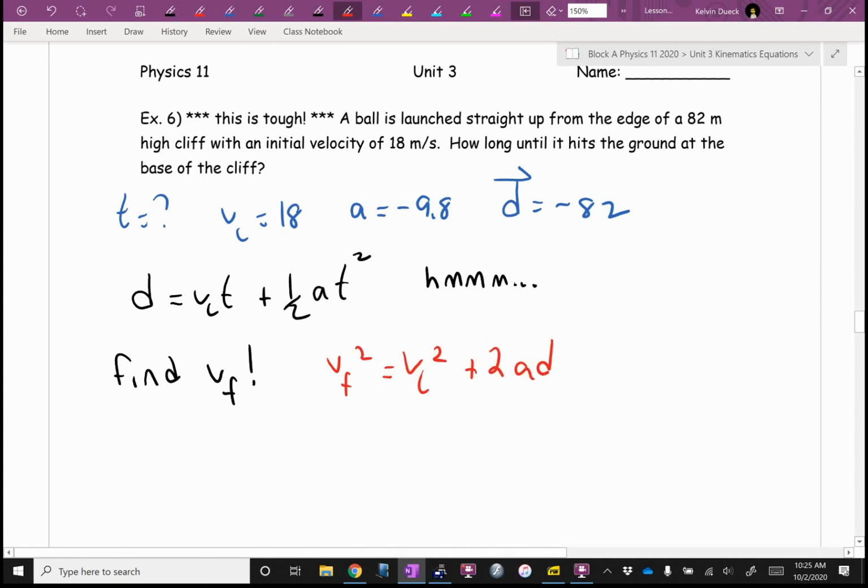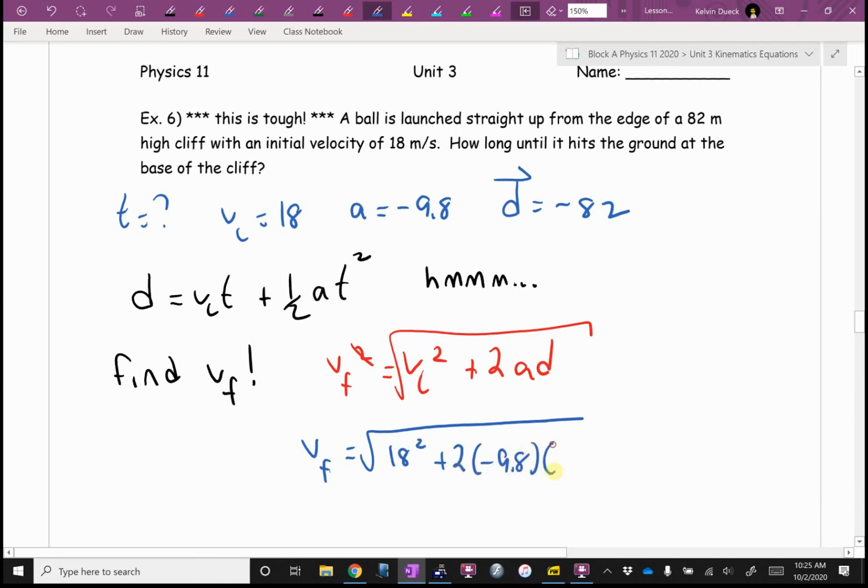I need to get the VF by itself. It already is. No, technically, no. So VF is going to be the square root of 18 squared plus 2 negative 9.8 negative 82.